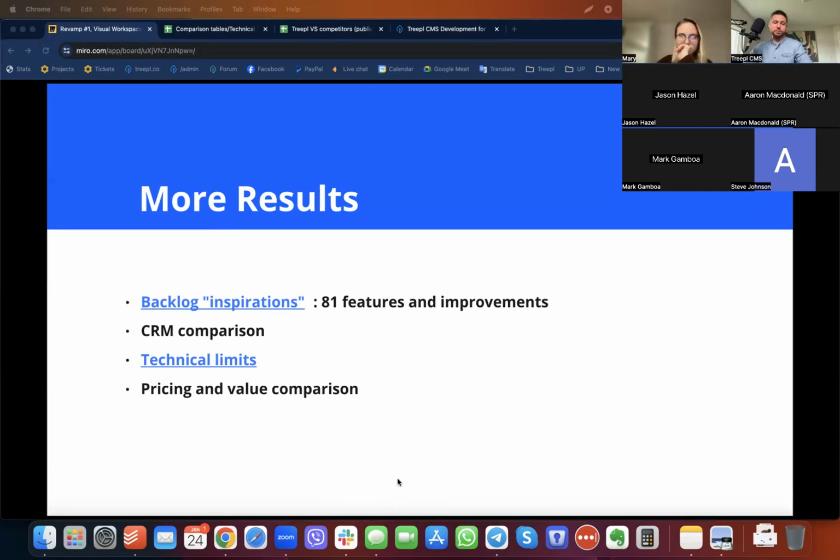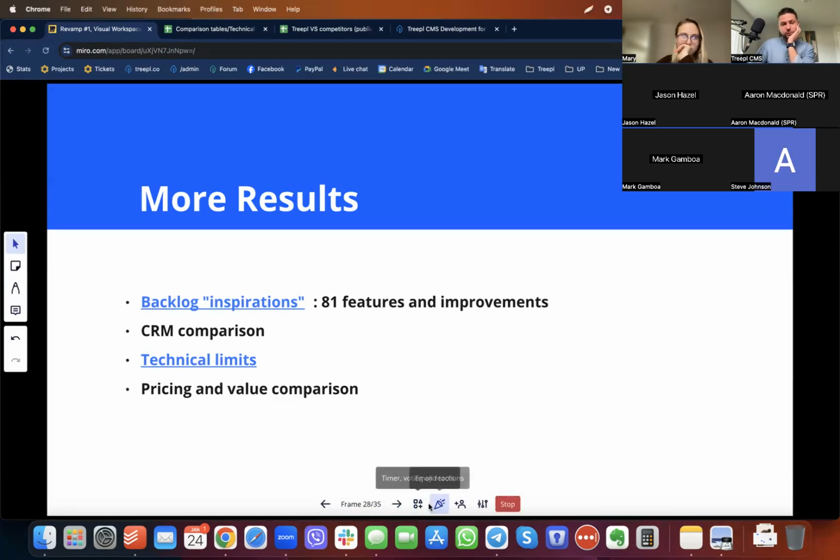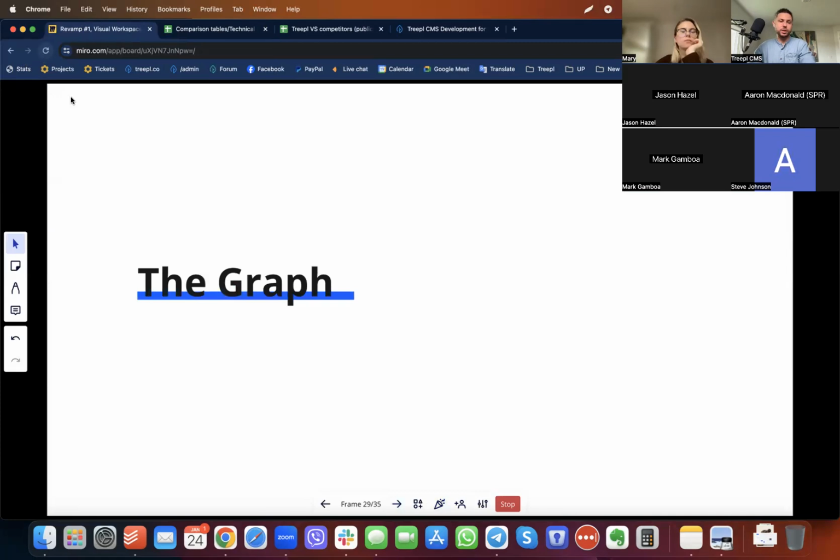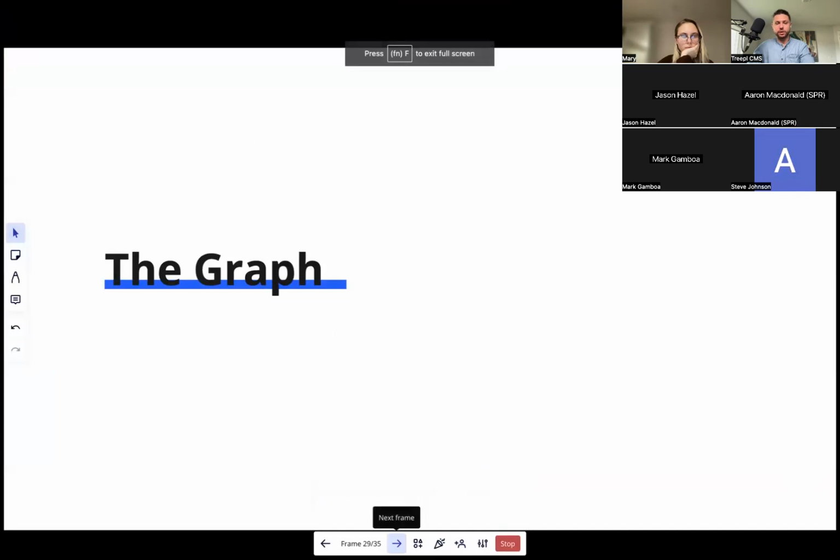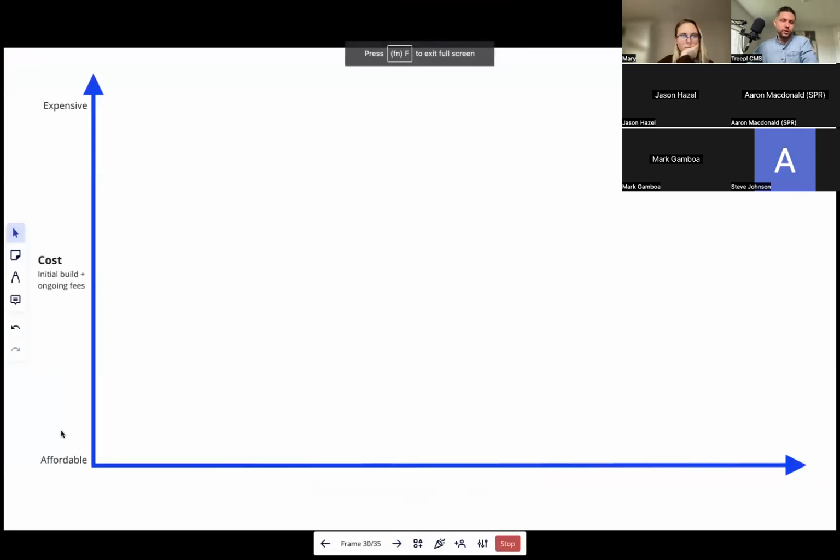Now we're approaching the main results that we included, the graphs. We wanted to create one graph that defines basically the landscape of our competition. And for the first scale, we definitely have the cost. So from the most affordable to the most expensive.